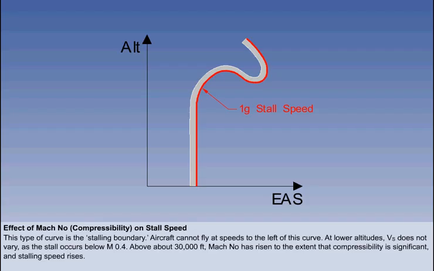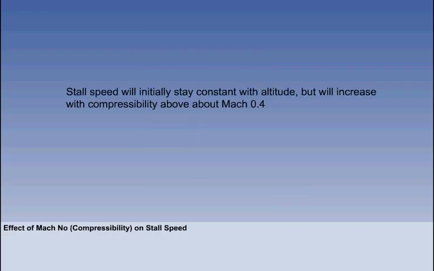By about 30,000 feet, the Mach number has risen to the extent that compressibility is significant and the rise in stalling speed is apparent. The conclusion here, then, is that stall speed will initially stay constant with altitude, but will increase with compressibility above about Mach 0.4.